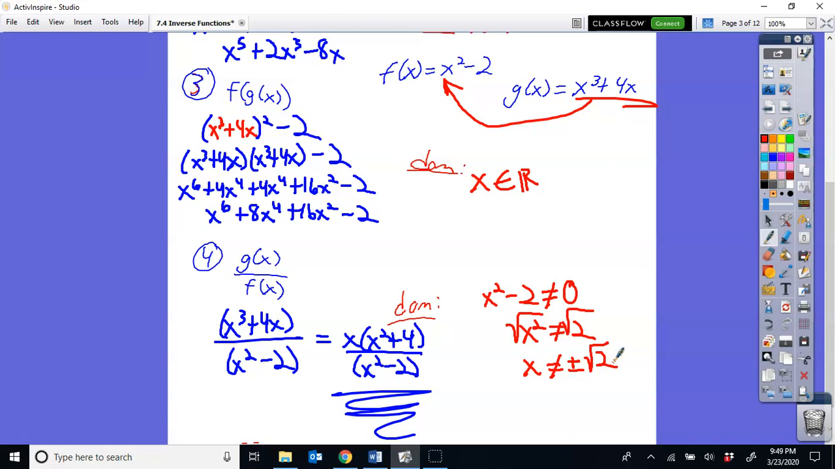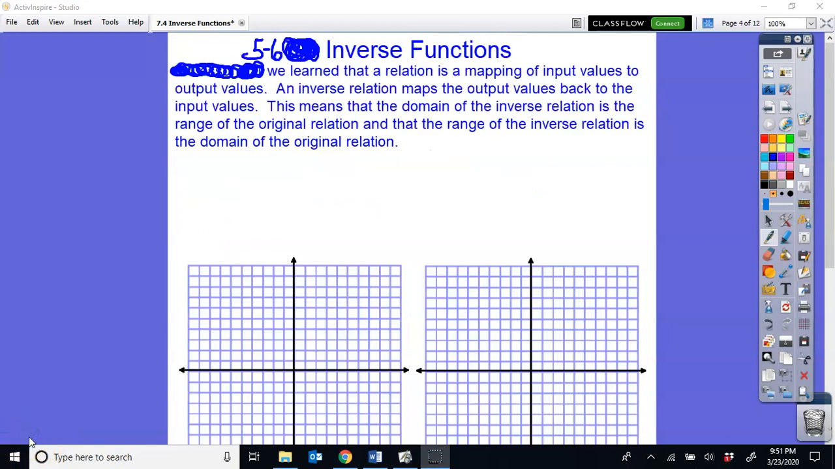Now what that's going to cause is some weird stuff on the graphs later on when we talk about those. We're not talking about those right now, so all I need you to know is that you need to make sure that you don't plug in something that makes the bottom of a fraction equal 0. Okay, so our topic for today is inverse functions.